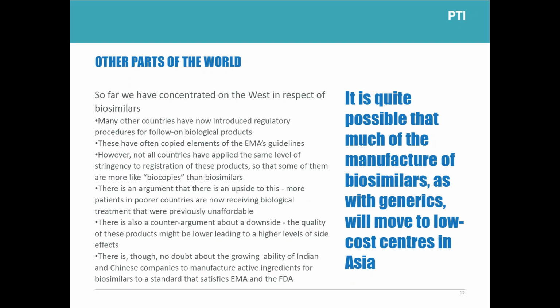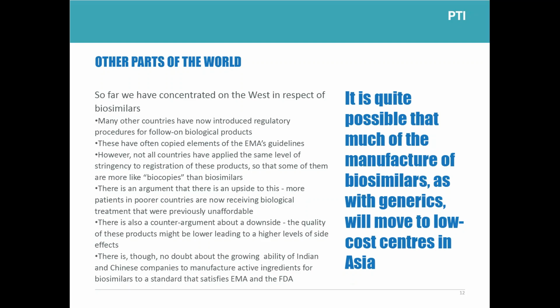The debate continues, and we'll no doubt see more about it as the years go by, as to whether there is not enough sensitivity in the pharmacovigilance, or that there are not enough side effects for it to be a real issue. There is, though, in respect of biosimilars in other parts of the world, a growing ability of Indian and Chinese companies to manufacture these products, or the active ingredients for them, to a standard that satisfies Western regulators such as the EMA and FDA.